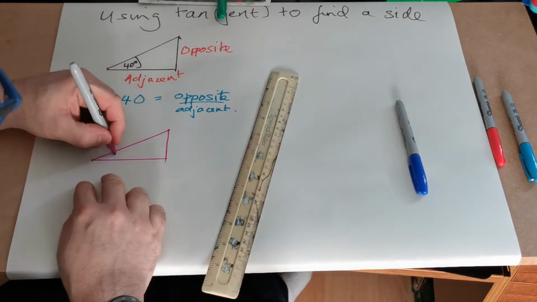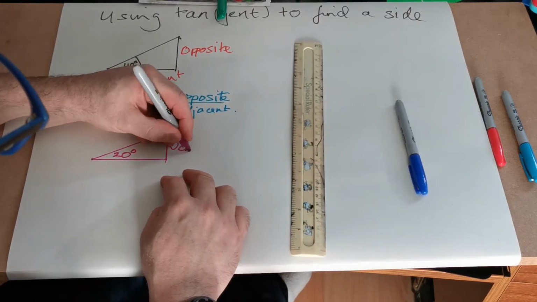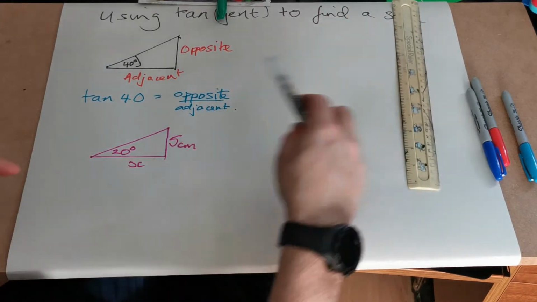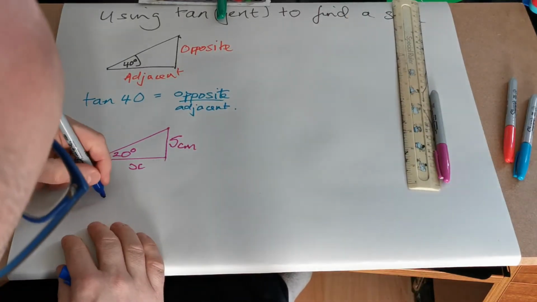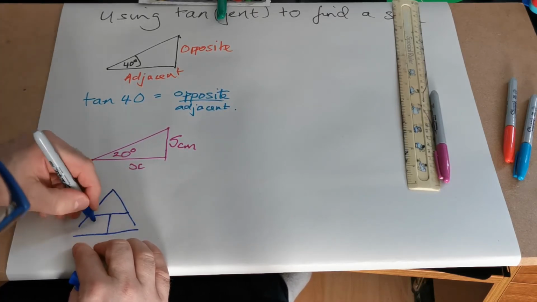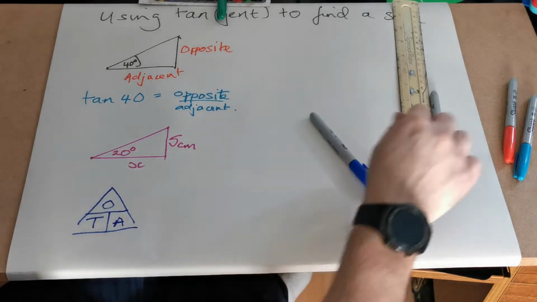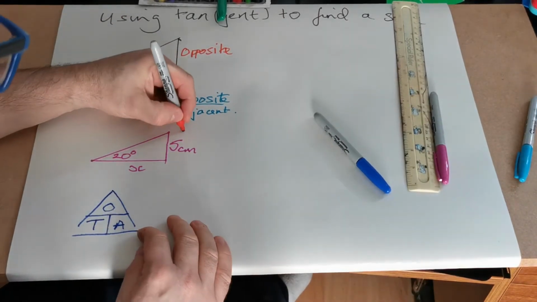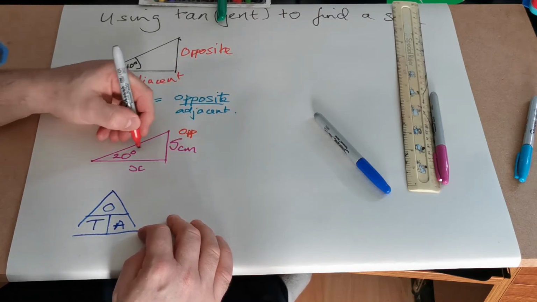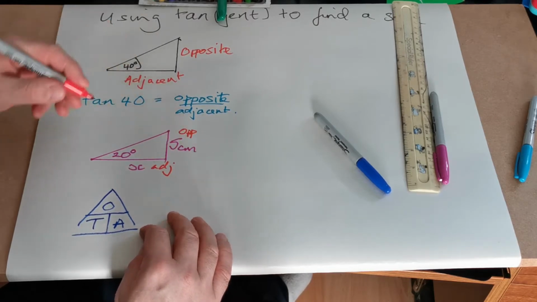I've got 20 degrees here, and that's 5 centimeters, and I want to find out how big that is there. I'm going to draw my algebra triangle. This is a TOA one. Now if I label my sides, this one is my opposite, it's on the opposite side to the angle, and this one's next to the angle, so that's adjacent. That's what those words mean.